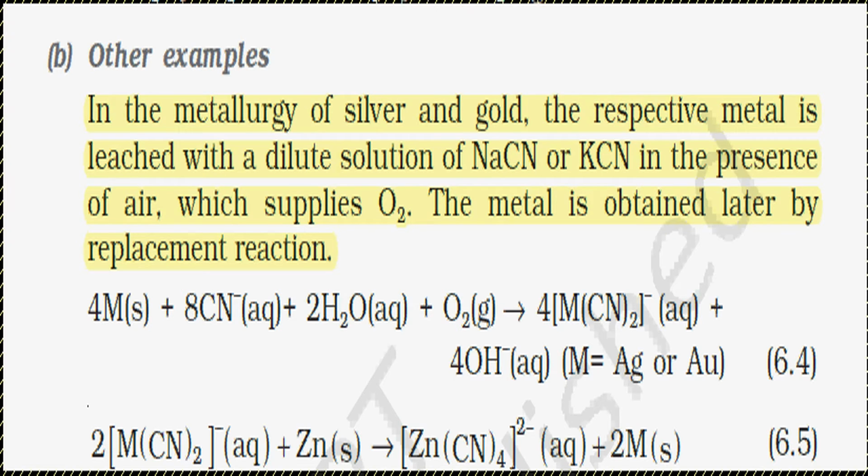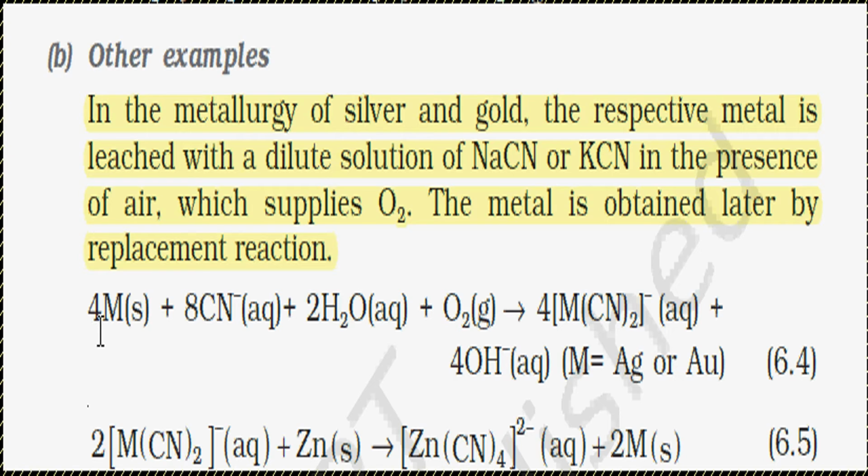Now we will discuss leaching used to concentrate silver and gold ores. These are other examples. In the metallurgy of silver and gold, the respective metal is leached with a dilute solution of NaCN or KCN in the presence of air, which supplies O2. The metal is obtained later by replacement reaction.